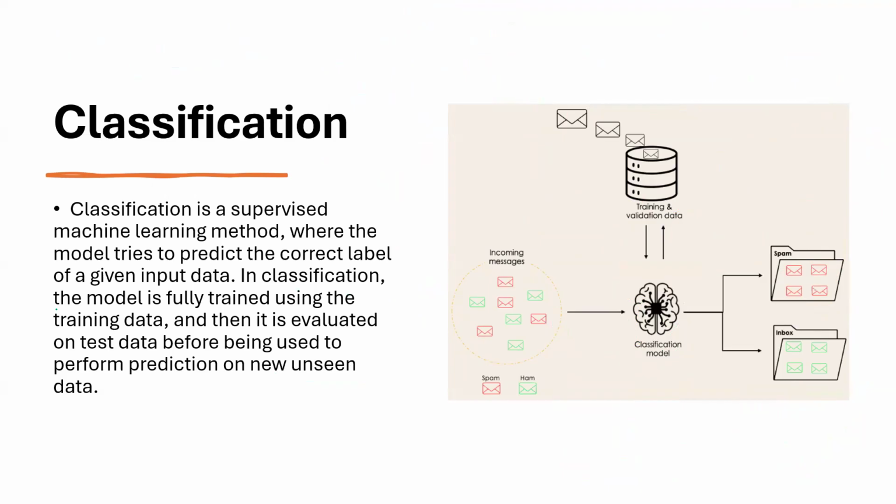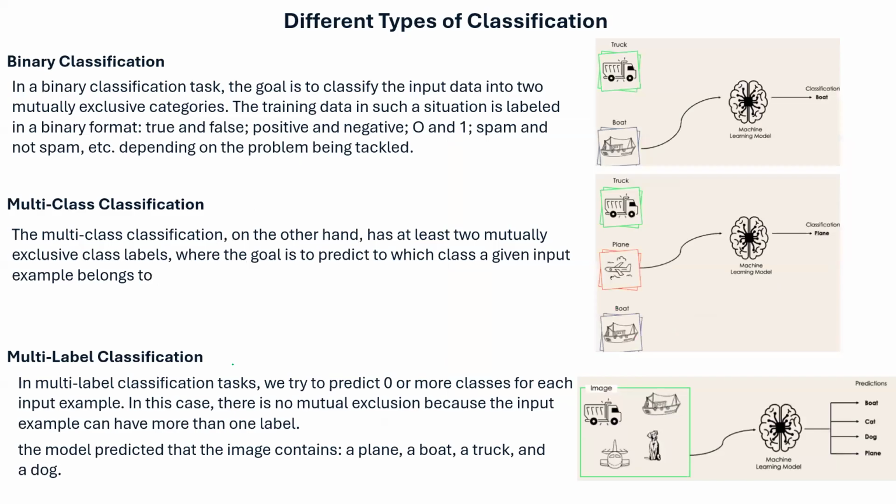In classification, the model is fully trained using the training data, and then it is evaluated on the test data before being used to perform prediction on new unseen data. Okay, first trained, then tested using test data, and then used on new real data. So classification is nothing but saying whether this email is spam or not spam.